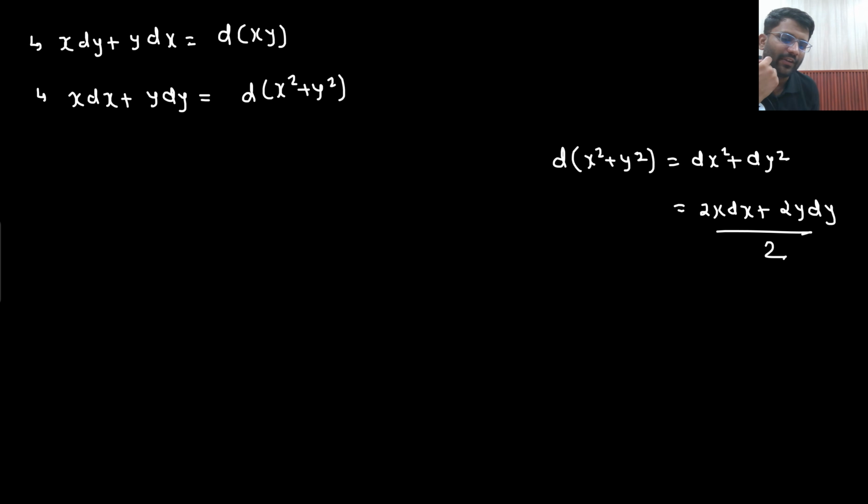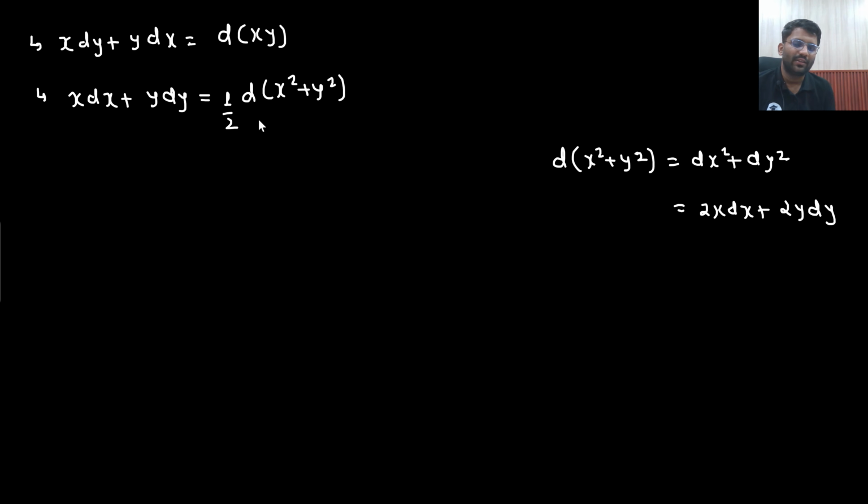That means I need to divide by 2. Or I can say it could be written as 1 by 2 d of x square plus y square. What is the meaning of d of x square? That means you need to differentiate the function x square, that is 2x dx. You need to differentiate the function y square, that is 2y dy.